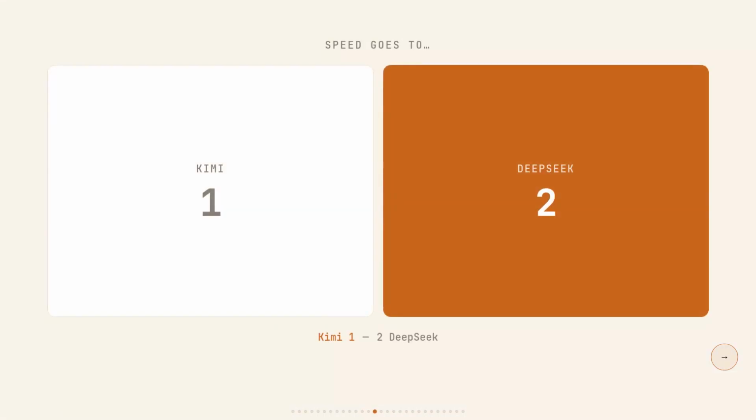DeepSeek takes speed too, and I was expecting the gap to be closer given how new Kimi K2 is, but 150 versus 120 tokens per second is a real, consistent difference. Score is now Kimi 1, DeepSeek 2, so right now DeepSeek is ahead on price and speed.